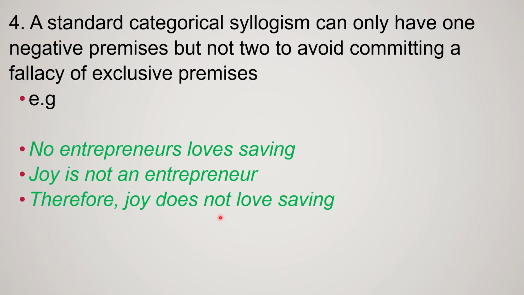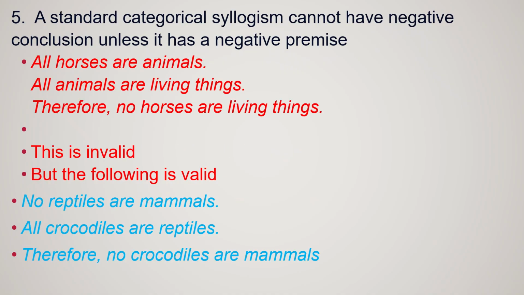In a syllogism, to ensure that they are all valid, the fifth feature of a standard categorical syllogism is that you cannot have a negative conclusion unless you have a negative premise. So one of the premises must be negative for the conclusion also to be negative.